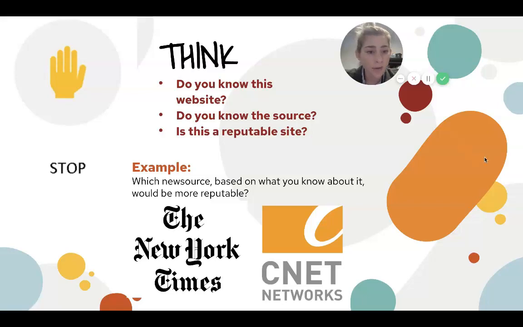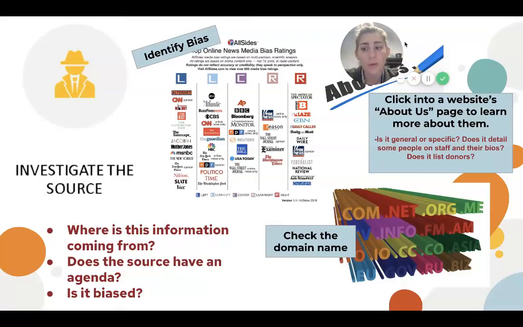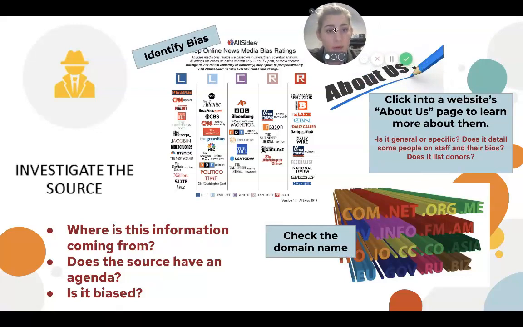After we stop and think, what we need to do is investigate the source, okay? Learn more about them if we're not familiar with them already. So in the instance that I just shared with you, if you found an article off that CNET network site, you're going to want to investigate them. You're going to want to see who is creating this information, where this information is coming from, figuring out if they have an agenda or if they're biased.